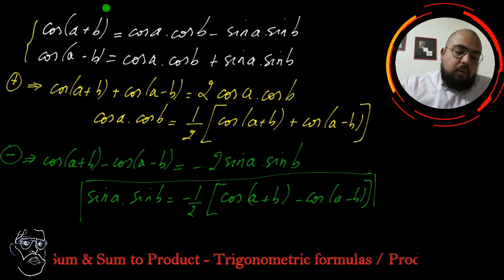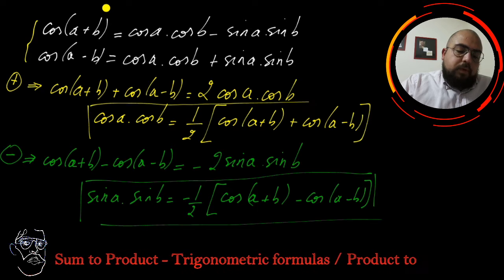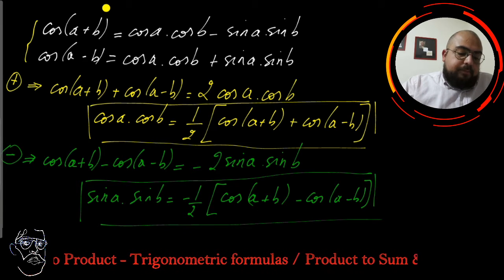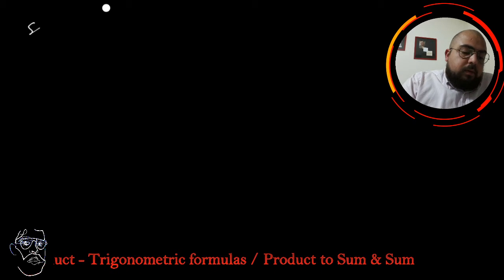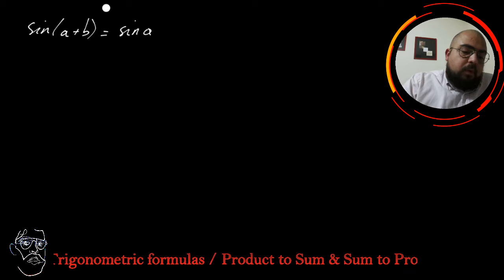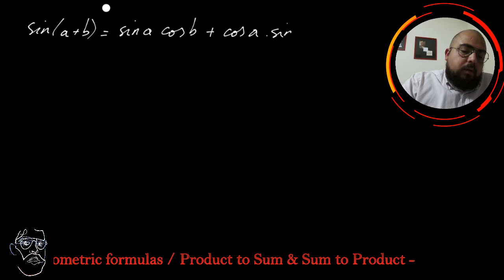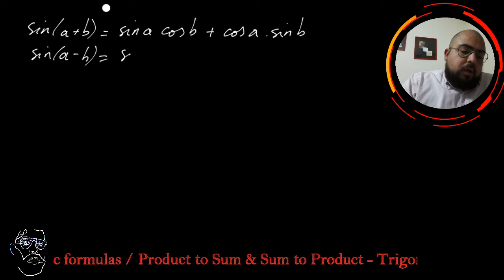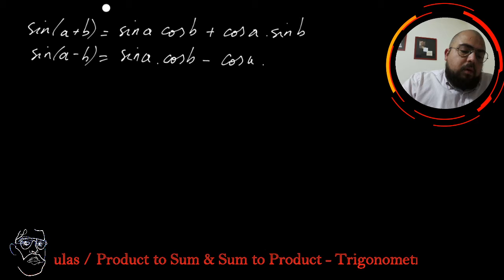So, as you can see, I was able to convert the product into sum. With these formulas, I'm being able to convert the product into sum. Now, what about sine? So, again, I'm going to remind you about sine of a plus b is equal to sine a cosine b plus cosine a times sine b. As for sine of a minus b is equal to sine a times cosine b minus cosine a sine b.